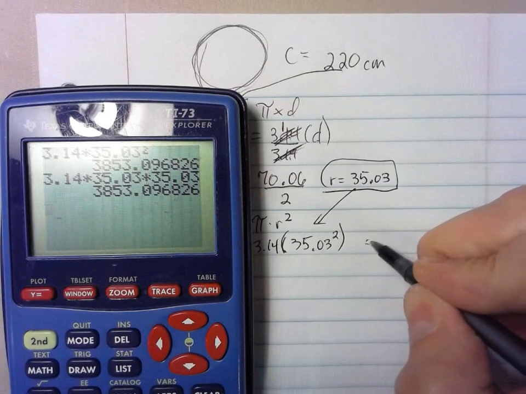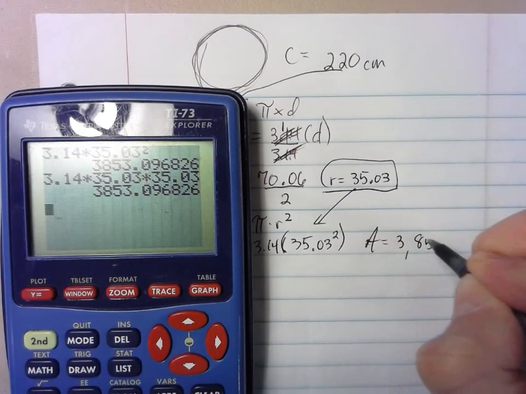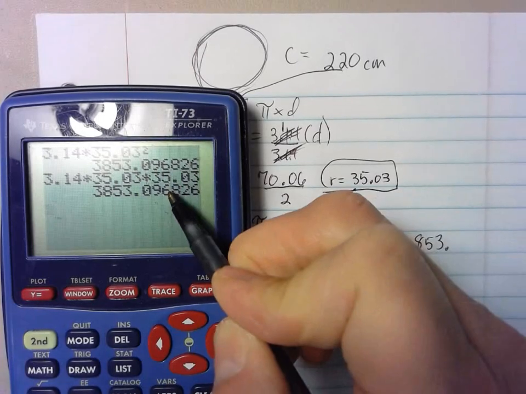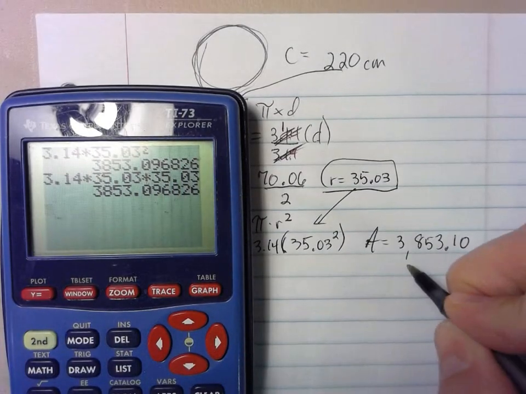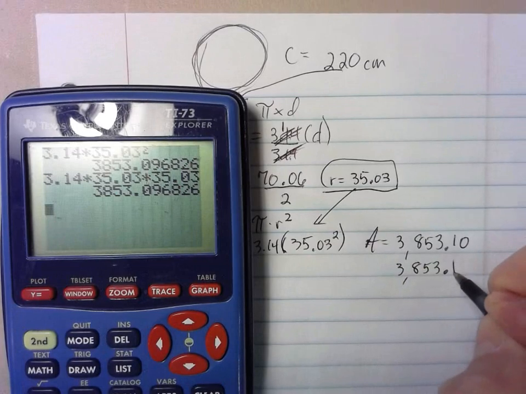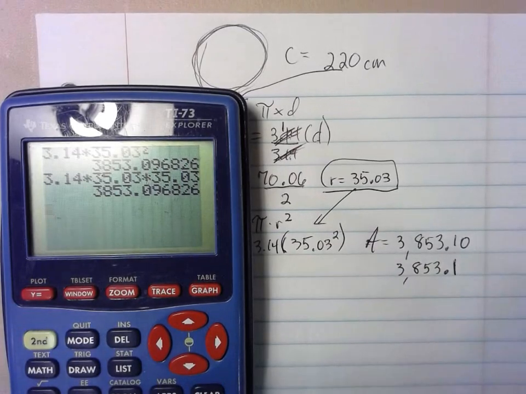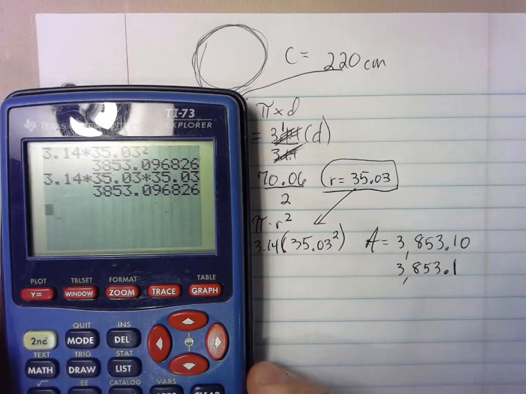So the area is 3,853, and since that is a 6, that's going to round that up to 10. So if you're going out to the hundredths place, it would be 10/100. If you got to round it to the tenths place, of course, it would just be 1/10. So you could just take a 0, of course, and drop it off. Alright, so that's how you do it if you just go from circumference to area.